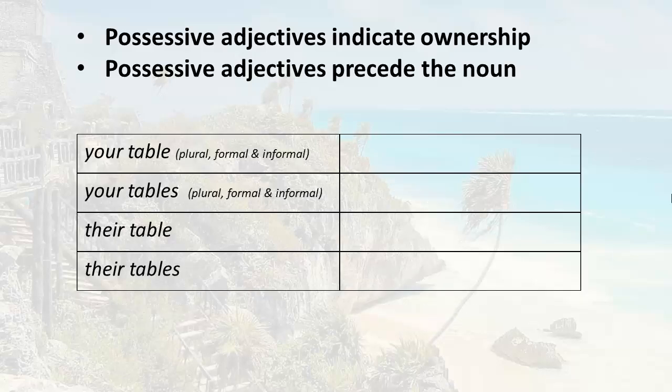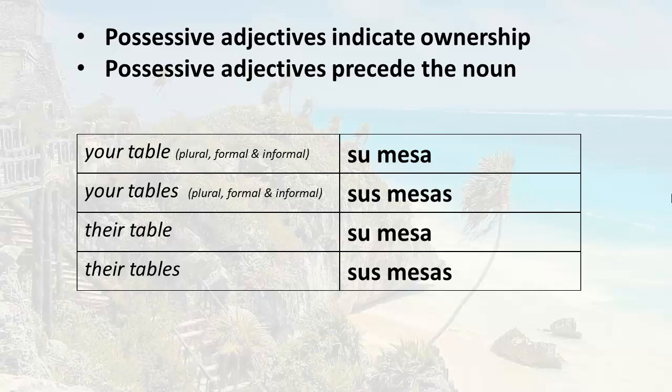vuestras casas. Your table. Now, this is your when you're addressing more than one person, either in informal or formal situations in Latin America. In Spain, it would be the formal plural you. The informal would be the one we just saw, which is the vosotros. So for this one, this applies mostly to Latin America. Su mesa. Your tables, sus mesas. Their table, remember it's the same form, same possessive adjective, su mesa, their tables, sus mesas.